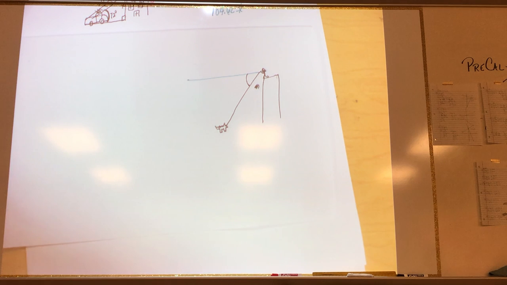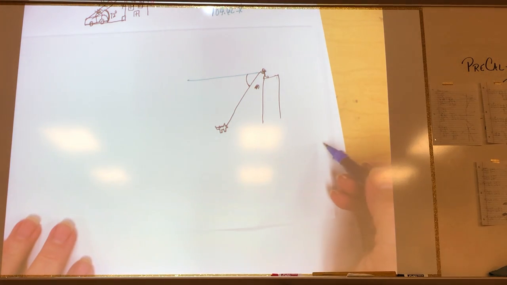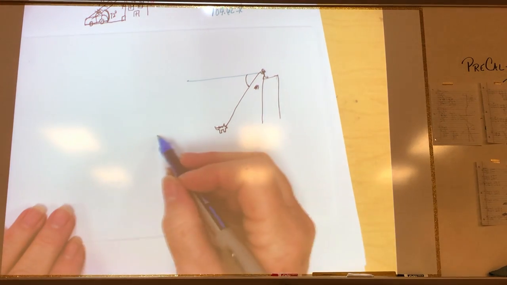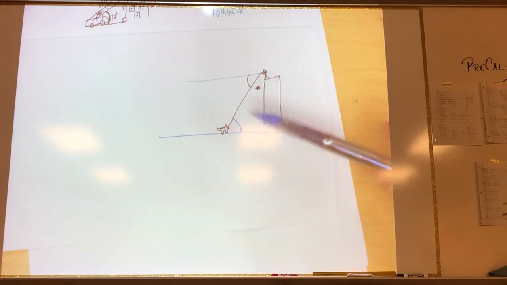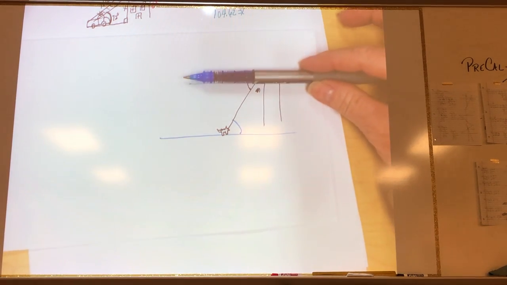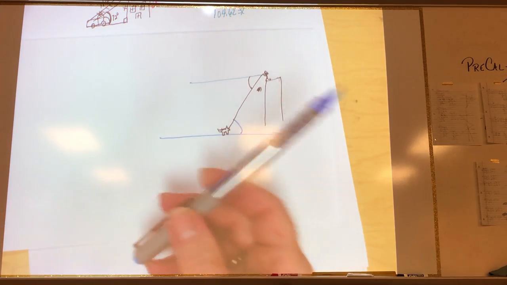Do you see the angle of elevation from the dog to the man? Yes. Did I have to draw the bottom of it? No, because your eye sees that ground. There's my angle of elevation. Now, y'all, listen to me. What do you know about these two lines right here? Parallel. Okay. And this is my transversal.